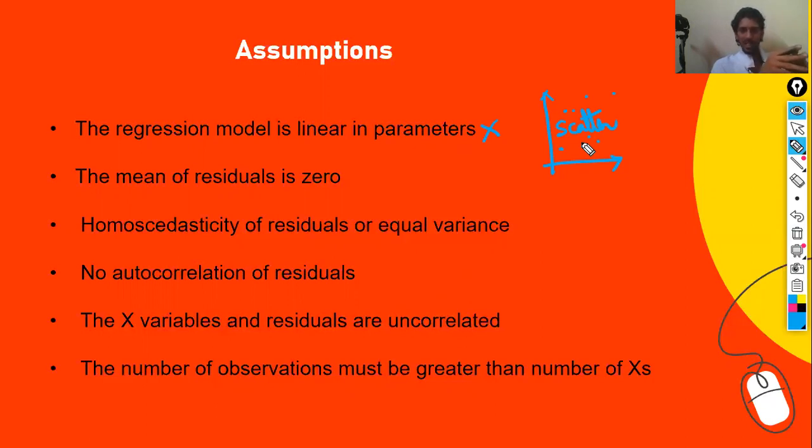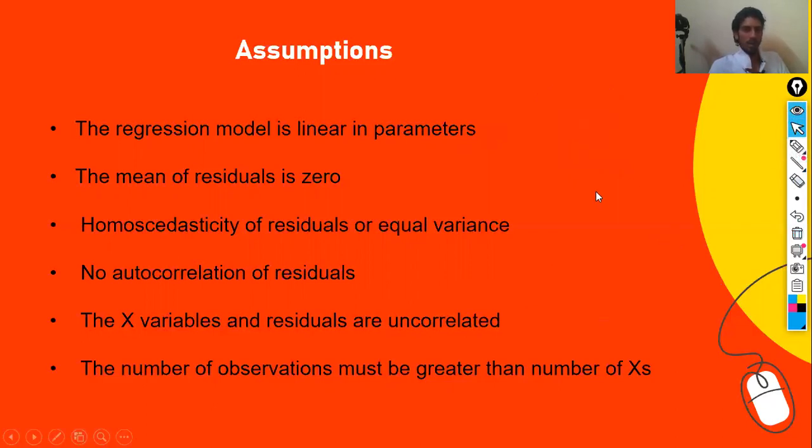There should be no relationship between each other, or between the residuals, or you can say, the correlation should be as low as possible, because higher the correlation, you'll see that more is the dependency between these variables, which is not something that is expected when you're working on any machine learning algorithm. Then the number of observations must be greater than the number of x's, which is your dependent and independent variables.